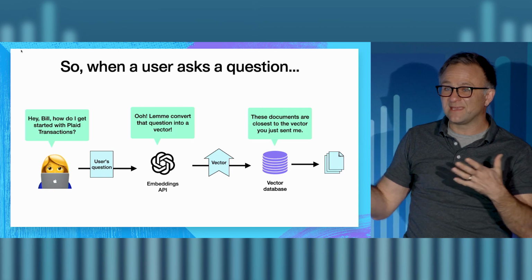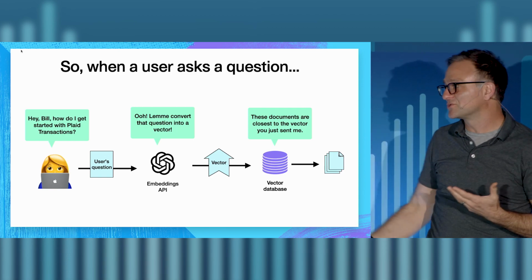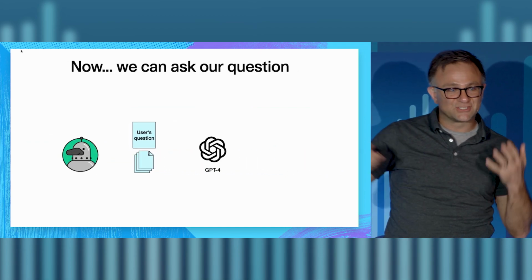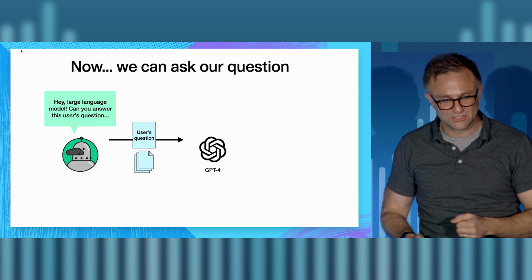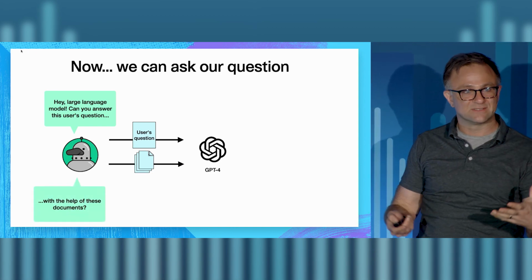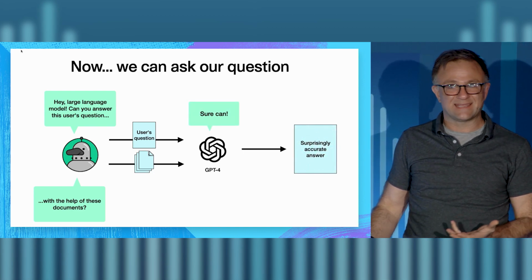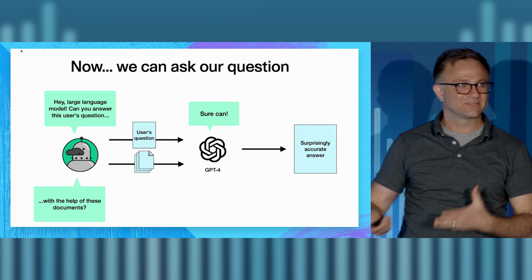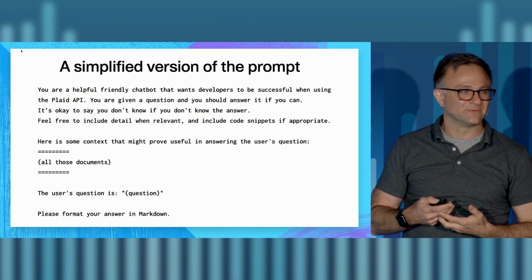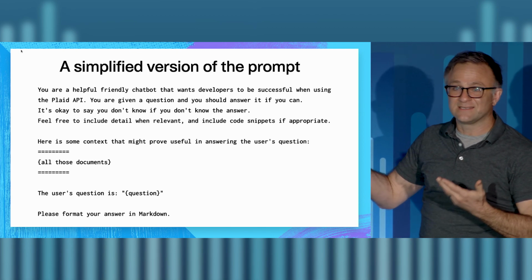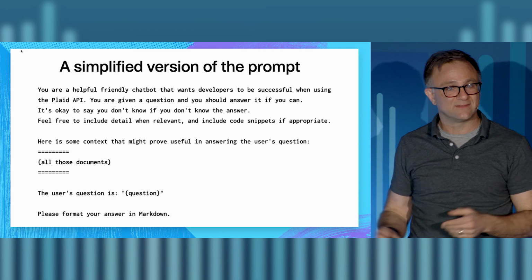And so what you end up with is a bunch of pieces of documentation that are probably pretty relevant to the user's question. So we can take the user's question, take that supporting material, and send it off to our large language model, in our case, GPT-4, and say, hey, can you answer this question based on this information? And 9 times out of 10, it can. We get a surprisingly accurate answer out of all this information, which is kind of neat. This is basically just a very simplified version of the prompt that we send in. You can see it's basically, hey, you're a chatbot. Here's the user's question. Here's some documentation that might be useful.